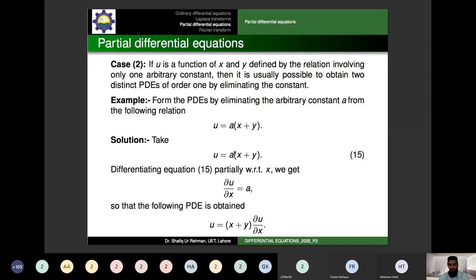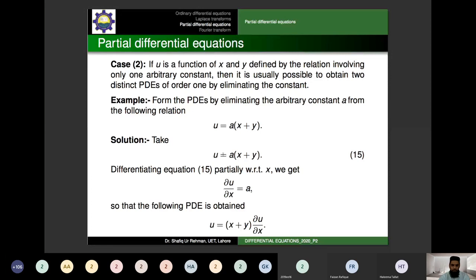Since we have the liberty, we can differentiate u partially with respect to x or y. If you differentiate u partially with respect to x, we will have a equal to partial u upon partial x. That was the objective: we are interested in getting rid of the arbitrary constant. So replace this a by partial u upon partial x. So we have one form of the equation. It's a partial differential equation of order 1, obtained by differentiating u with respect to x.